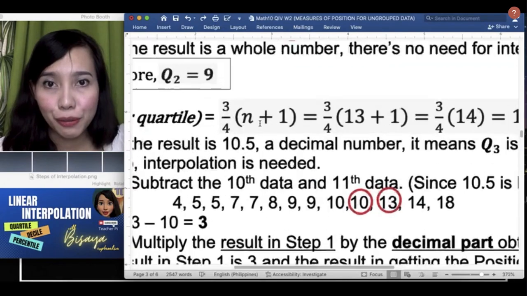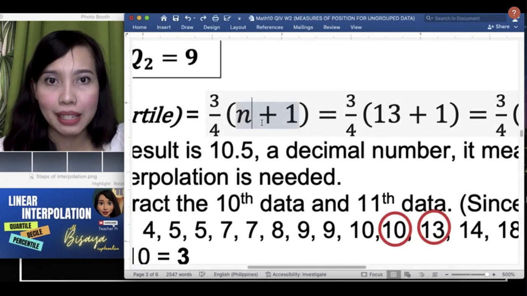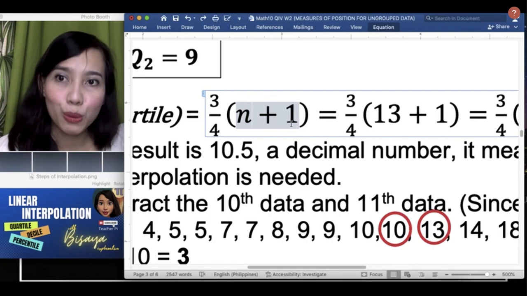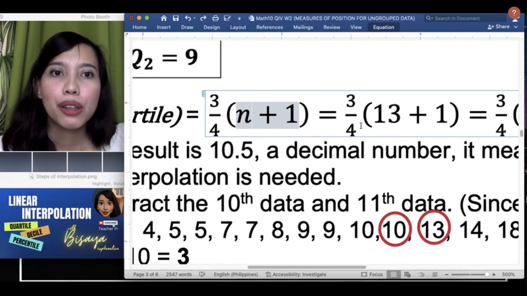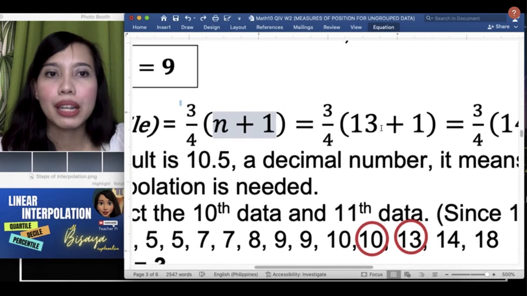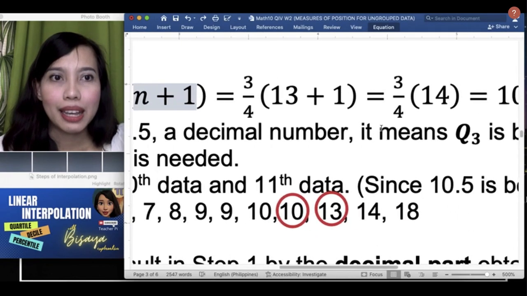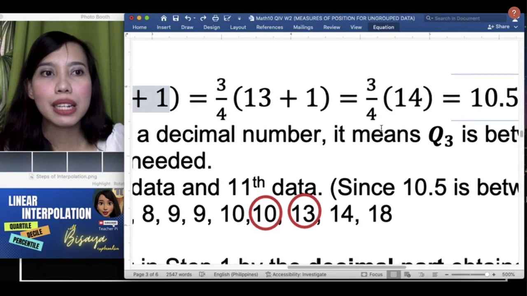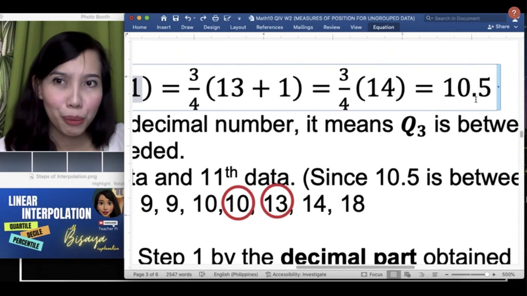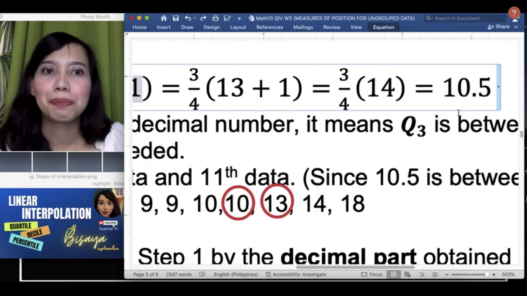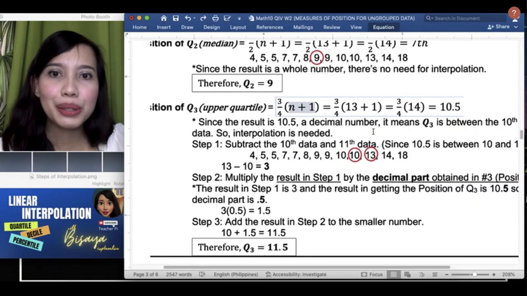3/4, this is the formula. Just review the formula, class. 3/4 times the quantity n plus 1 equals 3/4 times the quantity 13 plus 1. That's 3/4 times 14, which is 10.5. Bungkig. Dili siya whole number. Let's interpolate. How do we do that?